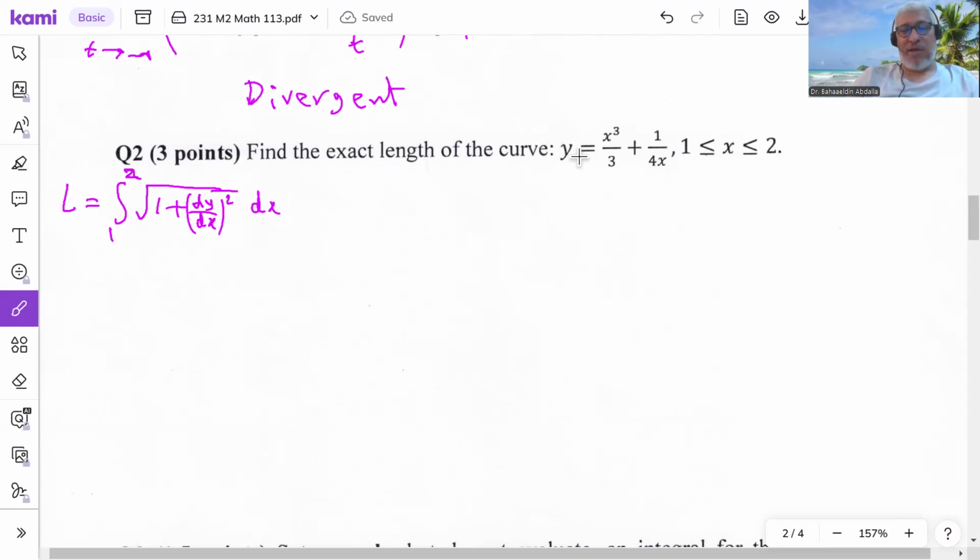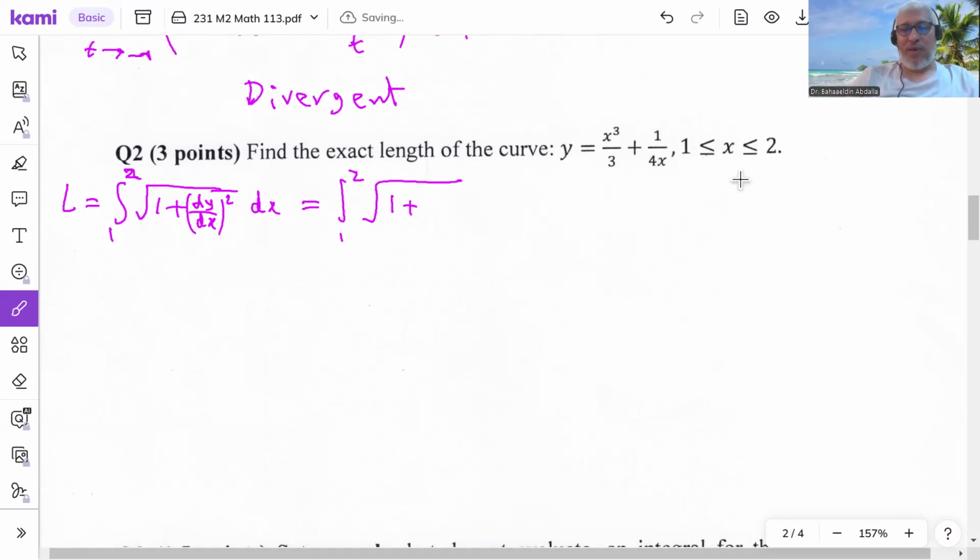And I have y in the question. The equation is solved for y. So, of course, it's much, much easier to work with this formula. I'm not sure whether we can evaluate it using the other formula, because how would we solve this for x? Anyway, it would be the integral from 1 to 2 of the square root of 1 plus.